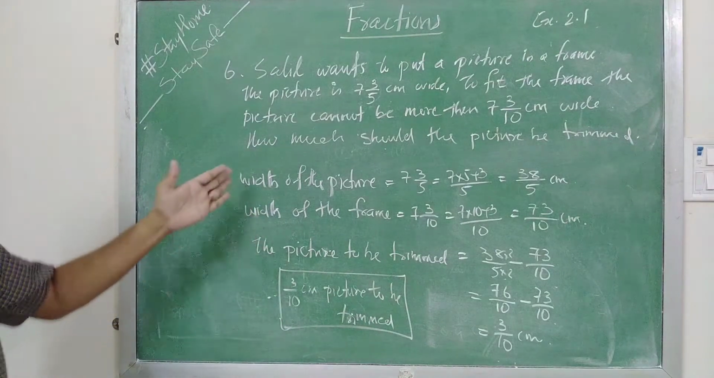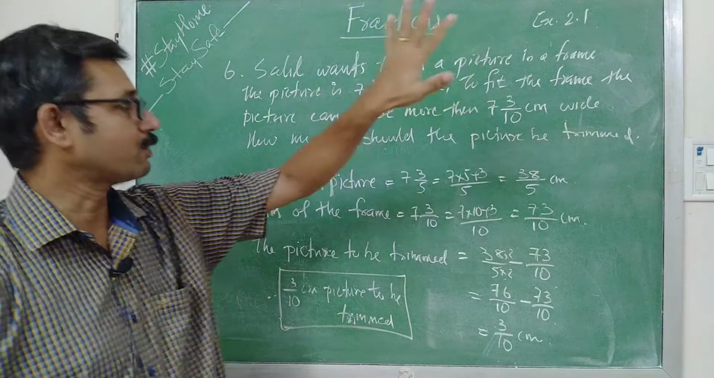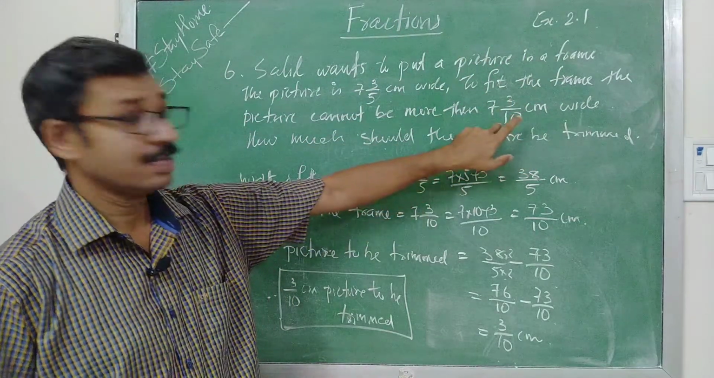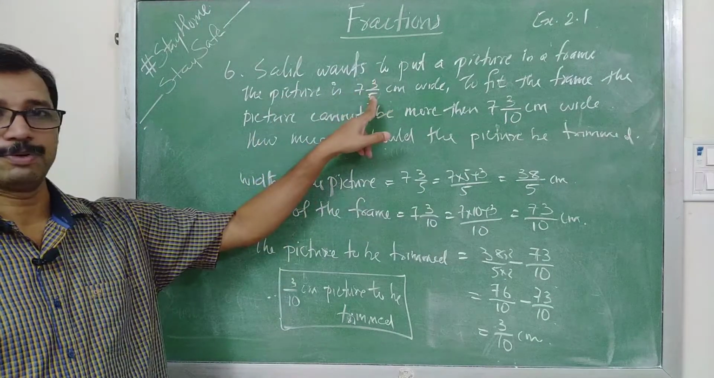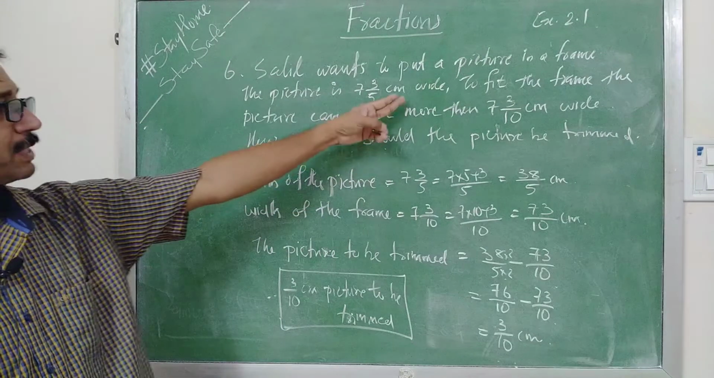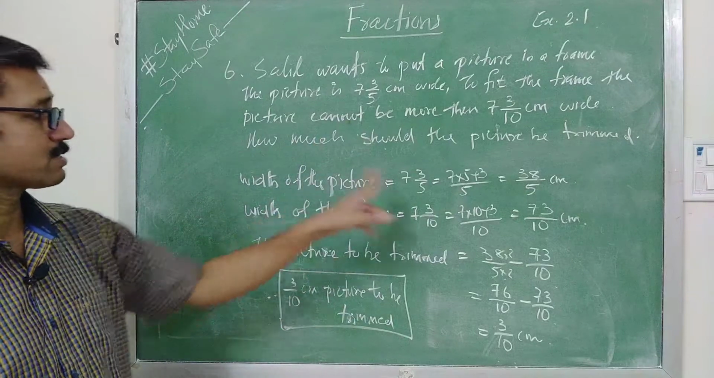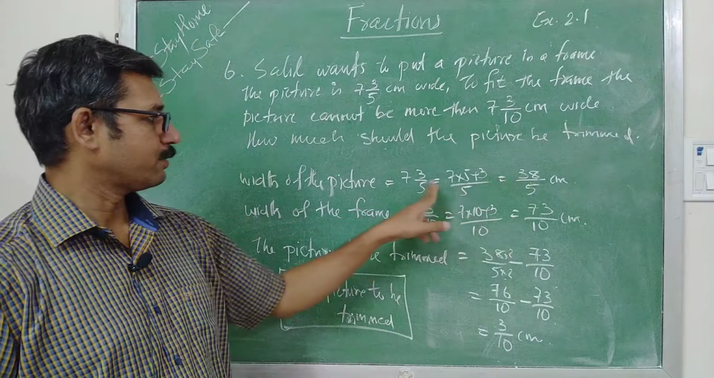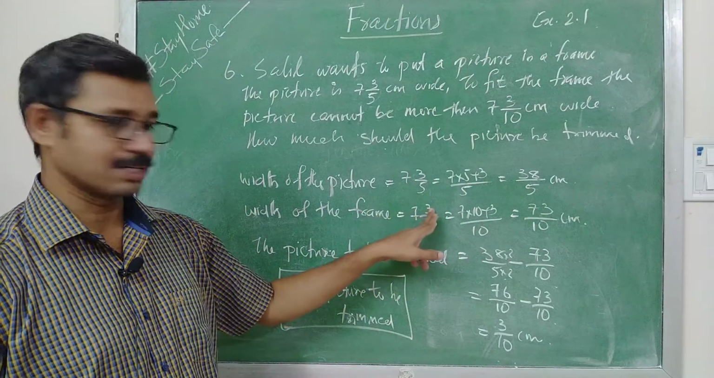Understand the question again. Wants to put a picture in a frame. Now the width of the frame is 7 integer 3 upon 10, which is less than the width of the picture, that is 7 integer 3 upon 5. So we have to trim that picture to fit it in the frame. How much to be trimmed? First, we convert the mixed fraction to an improper fraction.